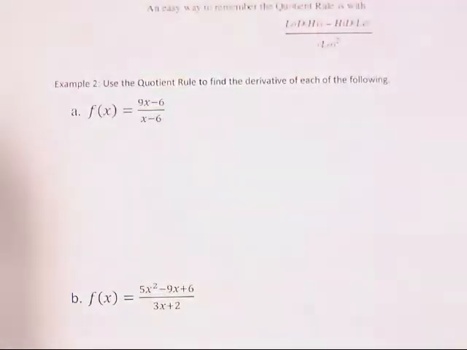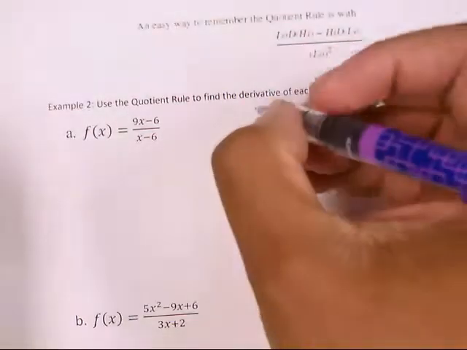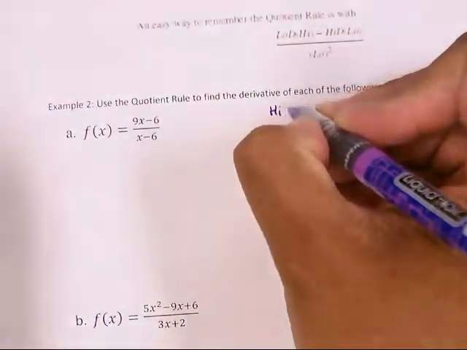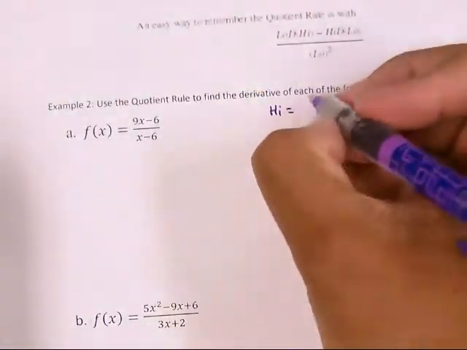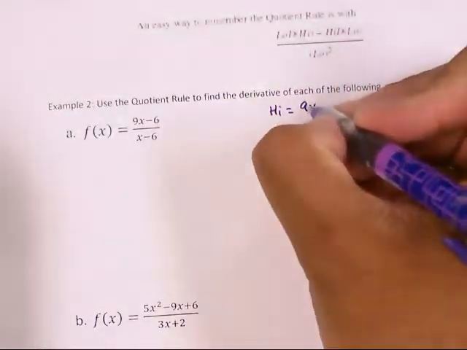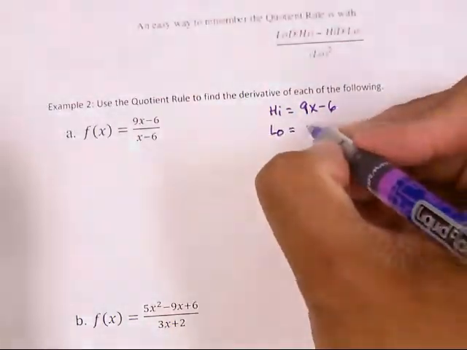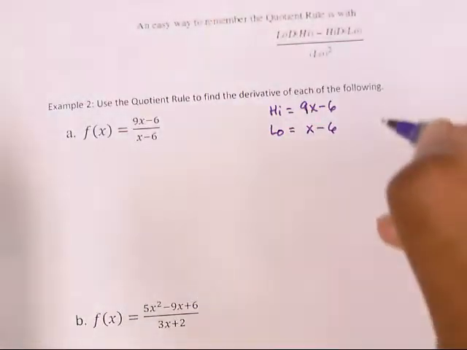Let's say we've got the function f of x is equal to (9x minus 6) over (x minus 6), and I want to apply the quotient rule to find its derivative. Okay? So here I'm going to let the high be the numerator, 9x minus 6, and then the low will be the denominator, x minus 6.